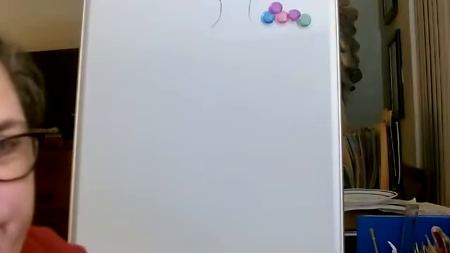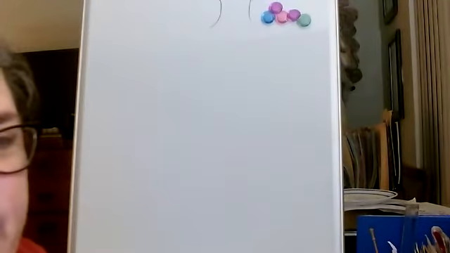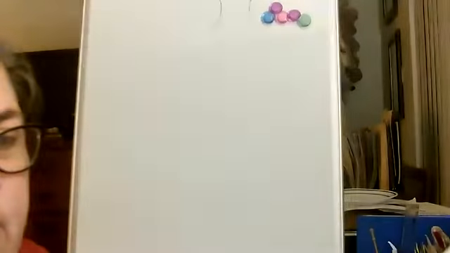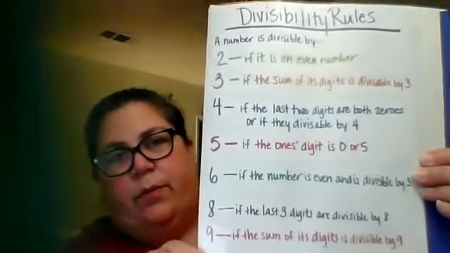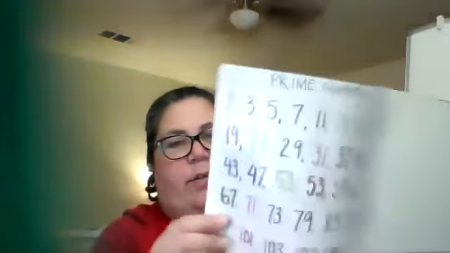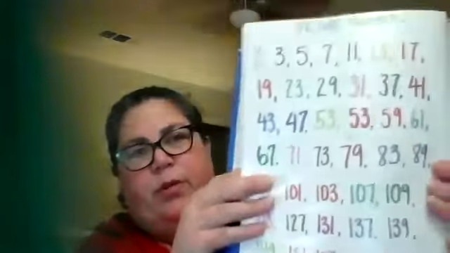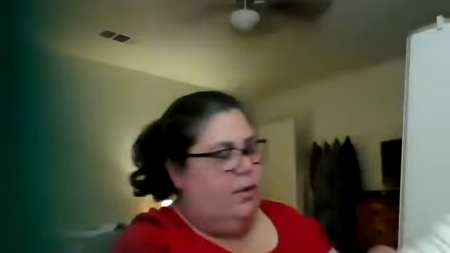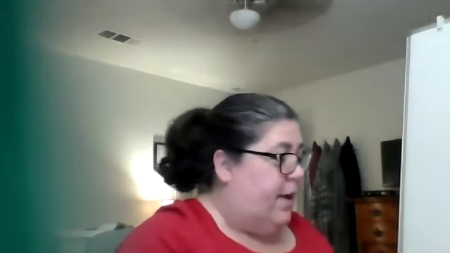Now, for this, if you have your blue book, it's a good idea to have it close because you're going to need two things. One, your divisibility rules, and two, your prime number sheets. We're going to go ahead and get started, and the way you're going to be using this is to help you to factor it out.